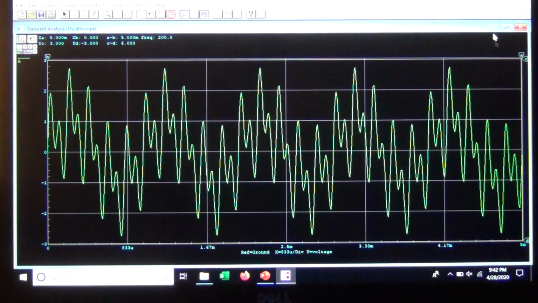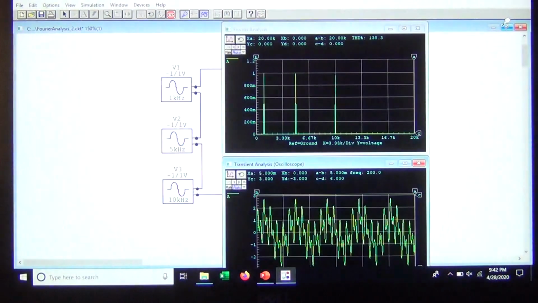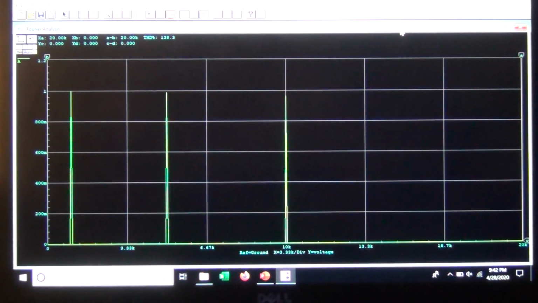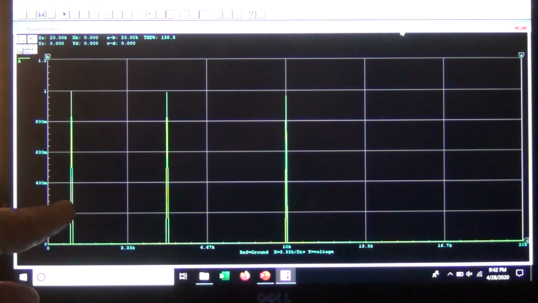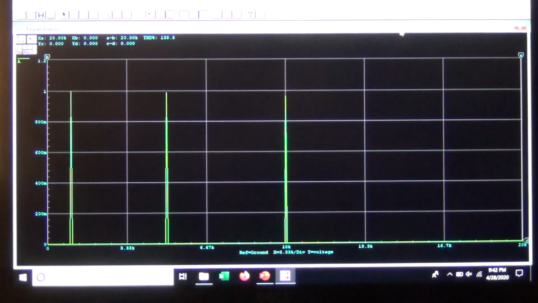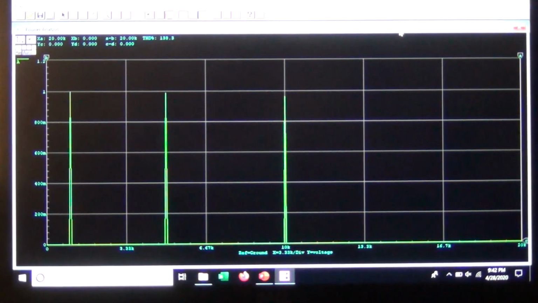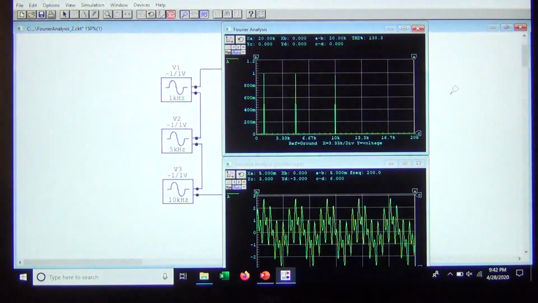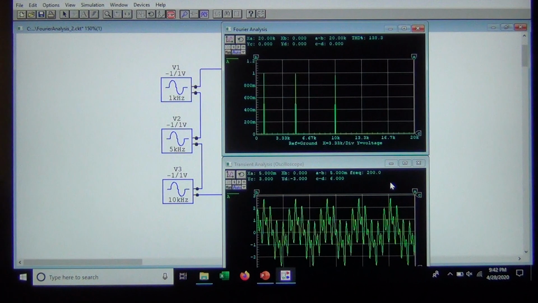Now, we'll make this one go smaller, and let's take a look at the Fourier analysis. Sure enough, here we see a distinct display that shows a signal down here at 1 kilohertz, one at 5 kilohertz, and one at 10 kilohertz. So the use of the spectrum analyzer or Fourier analysis is that we can see very discrete signals in the presence of other signals, whereas with the oscilloscope it's not so easy to ascertain what's actually on the oscilloscope display.